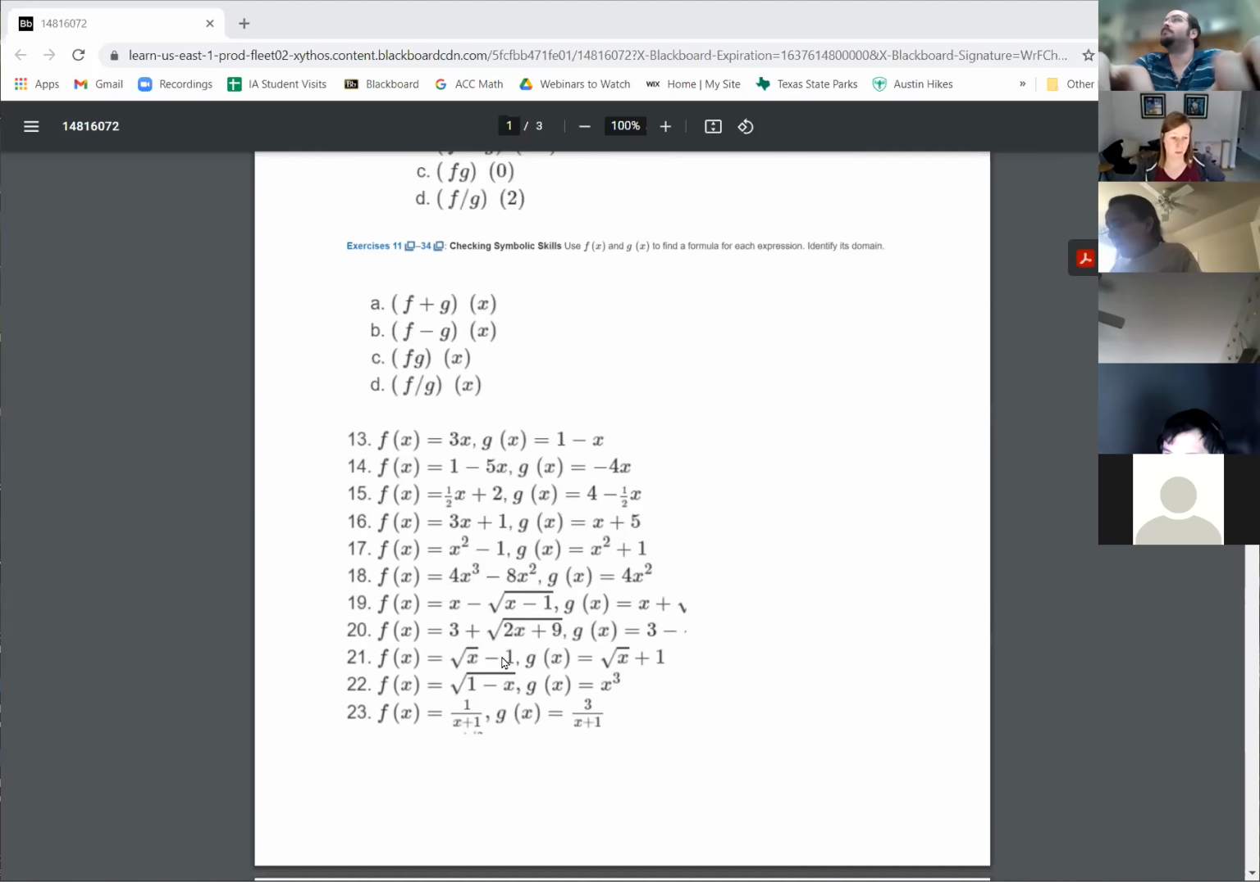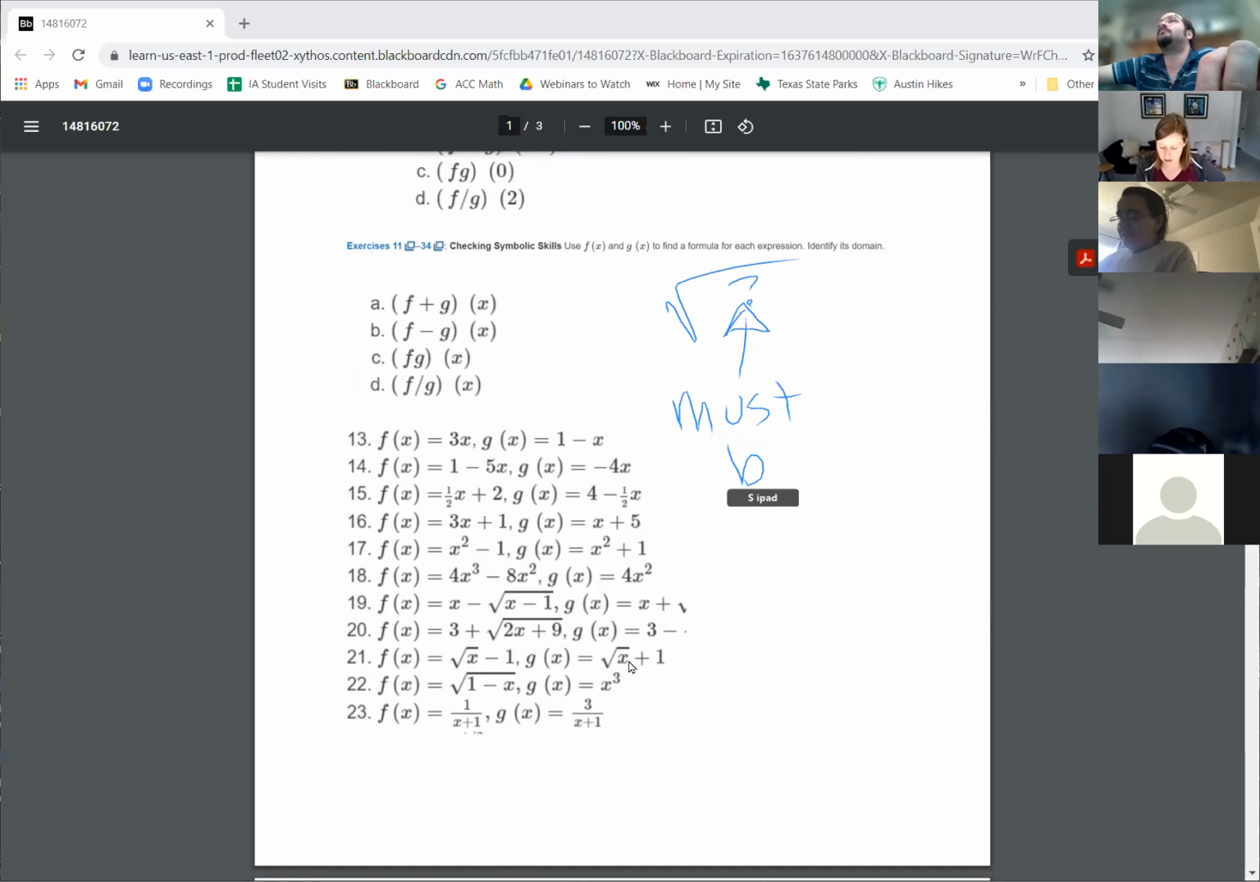So number 21. Ooh, what do we see in 21 that we haven't done yet today? Square roots. How's that going to affect my domain when I write the domain? What do we know about square roots with domain? It's positive, 0 to infinity. Whatever's inside here must be 0 or greater, right? So whatever's in there has got to be 0 or bigger.